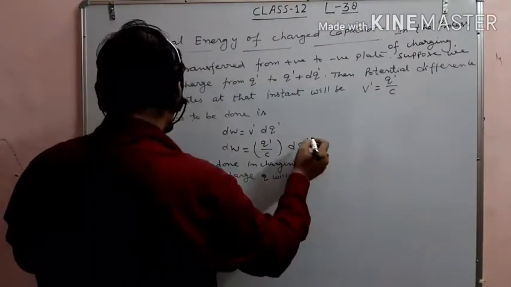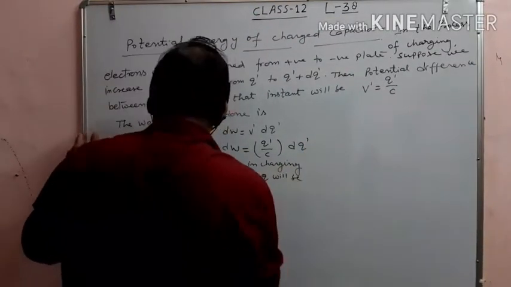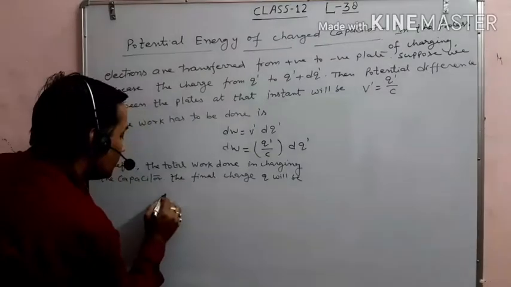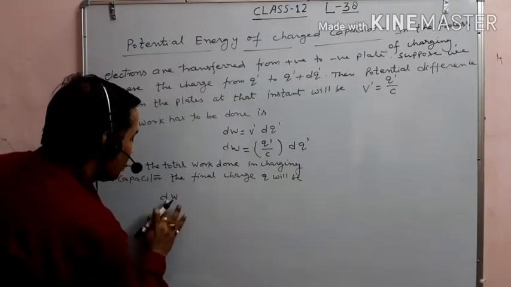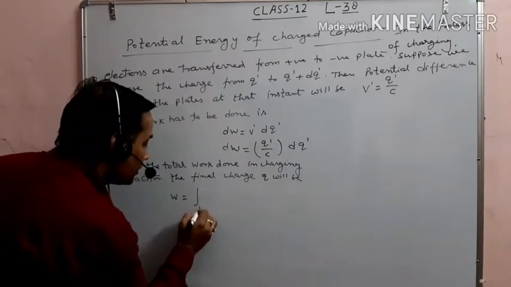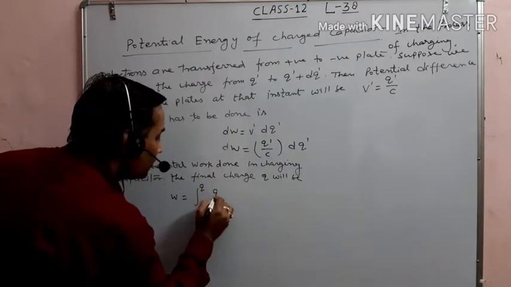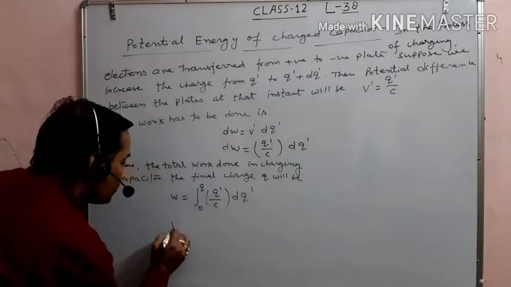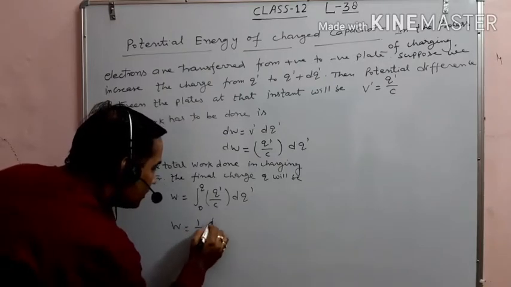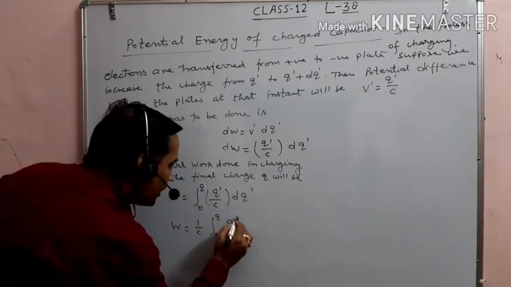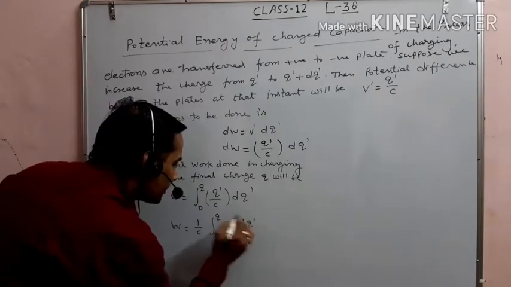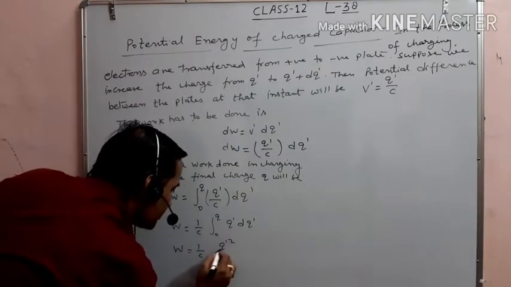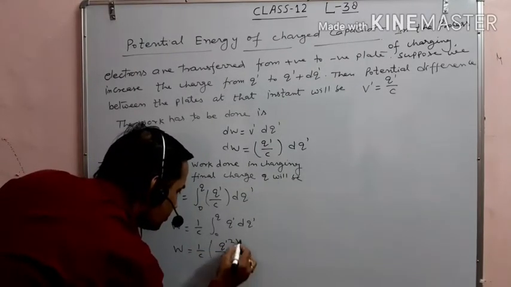Now the total work done in charging the capacitor, with the final charge Q, will be dW integrated from 0 to Q of Q dash upon C into dQ dash. So work done will be 1 upon C integral from 0 to Q of Q dash dQ dash. Now integrate: 1 upon C, Q dash square upon 2, from 0 to Q.